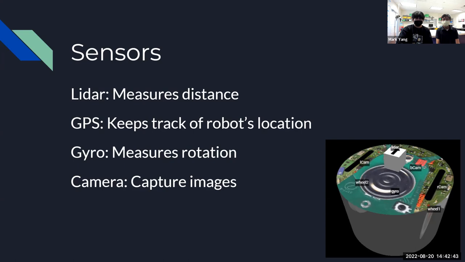And the camera, we have 3 cameras in total on the robot, 1 on the bottom and 2 on the left and right. The left and right cameras capture the victims that we'll get to later, and the bottom camera captures the tile color.